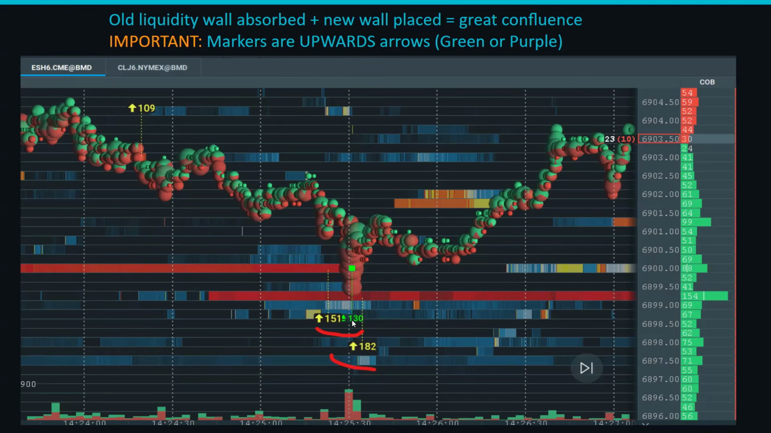This is an absorption. It's a similar arrow, can be a little confusing at first, but depending on the bias, this absorption is either green or purple. Green is bullish and purple is bearish. You can change colors if you'd like, but these are just the default things.